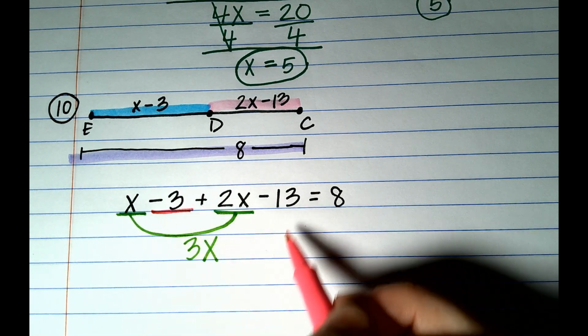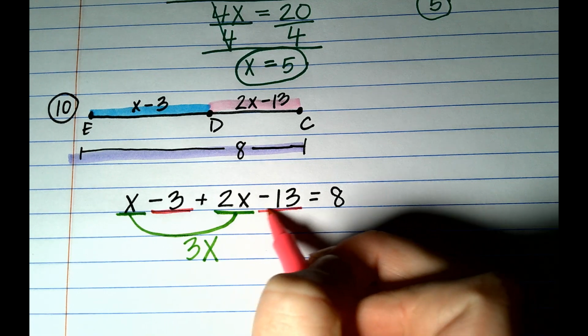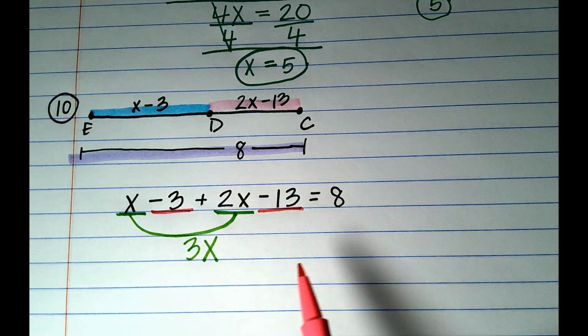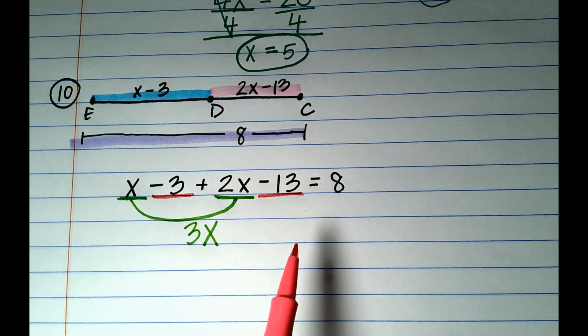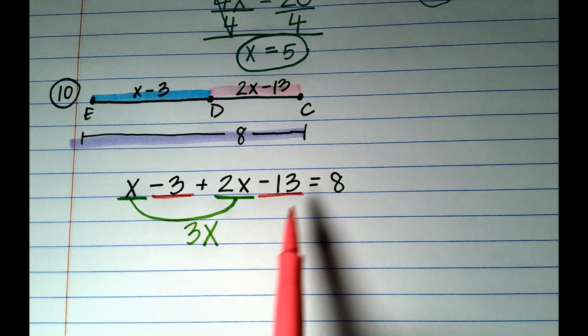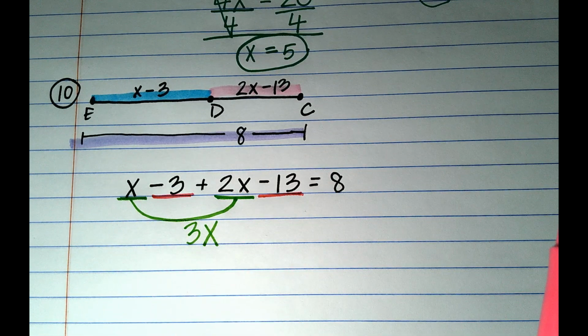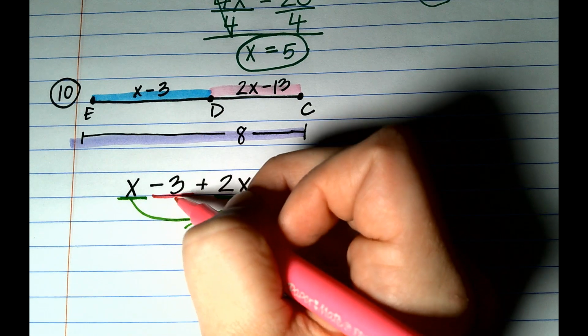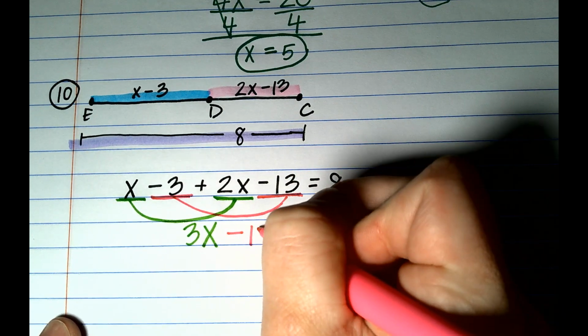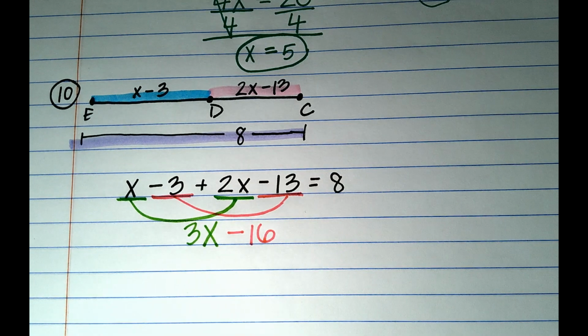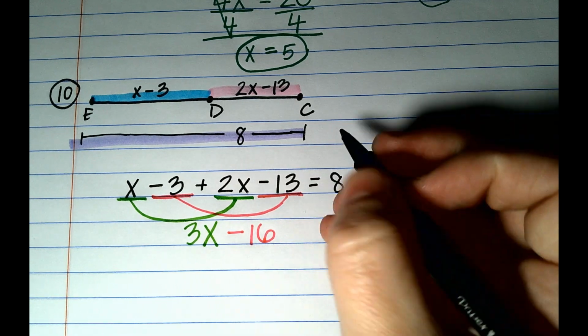So let's see. Now I have minus 3. And I went ahead and underlined the minus 13. Do we agree those are also like terms? Yes. And what will that give me? I heard Shana. Minus 16. Good. Now I have 3x minus 16 equals 8.